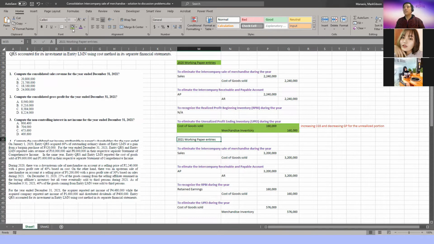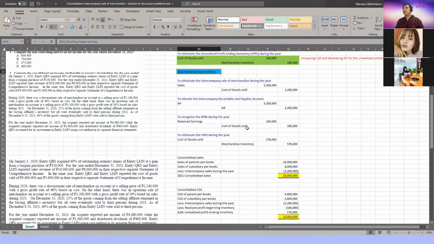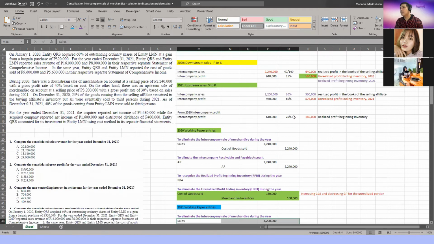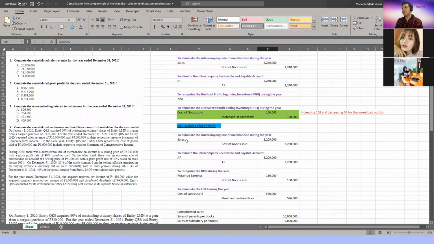Pag-usapan ngayon natin yung 2021 naman. Yung 2021 working paper entries. So sabi natin, we have to eliminate again the intercompany sales of merchandise. Magkano ba yung intercompany sales? That's 3,200,000. Wag magpapalito class ha. Nandito na tayo ngayon sa 2021. So that's 3,200,000. Again, this is basic accounting. So we eliminate the sales, the cost of goods sold, the AP and AR between the parent and the subsidiary. So okay tayo dito.